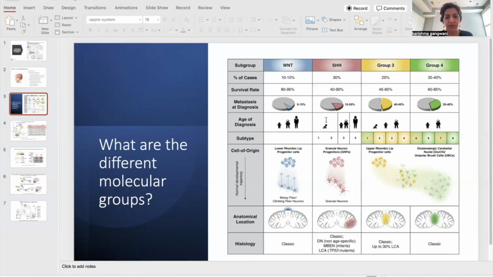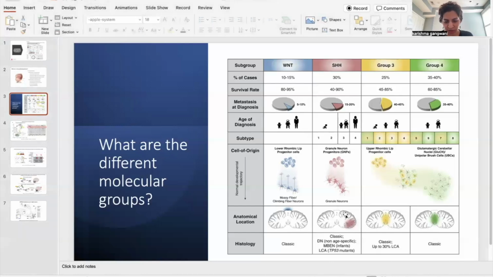And now this group is further subdivided on TP53 mutation status. So Wnt was not subdivided further, but this one is subdivided further into TP53 mutation status. So the ones that are wild type are more common and have a better prognosis, but the ones that are mutated for TP53 are more aggressive and have a poorer prognosis. And their histology can be different, and there can be variations in their histology.